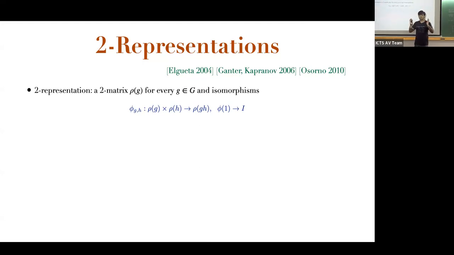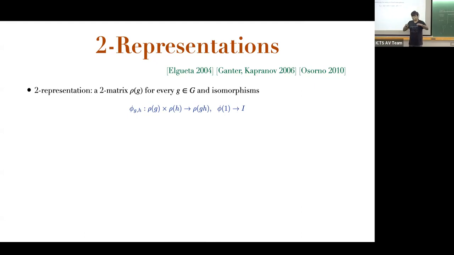which is the homomorphism condition, right? But now rho G, rho H, rho GH are 2-matrices. It doesn't make sense to equate them because they are vector spaces. You have to define isomorphisms between these objects. That's some extra data that you have to specify. So defining 2-representations means finding maps from the group elements to 2-matrices such that you also have these maps, imposing a homomorphism condition at the level of these maps.